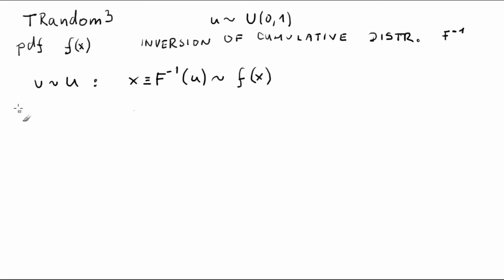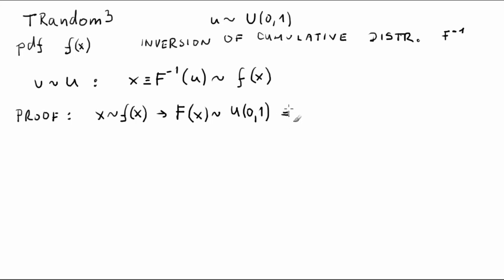For the proof, it's enough to realize that the cumulative distribution function F, if considered as a random variable, is uniformly distributed as we have shown previously. If x is distributed according to f, then numbers F of x are distributed according to the uniform distribution. Therefore, if in turn U is distributed according to the uniform distribution, then the numbers inverse of F of U must be distributed according to the original function f.